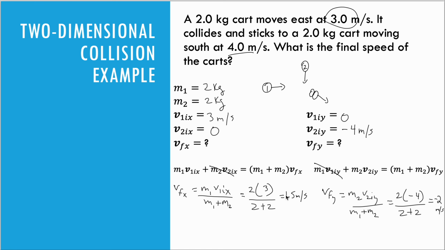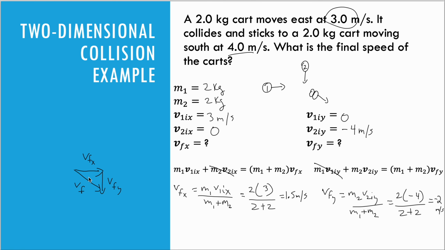Let's go ahead and draw these components. We have a component going to the right because it's positive, that's vfx, and a component going down because it's negative. We draw them tip to tail so that we can see the way the final velocity is going, which is exactly the way that we expected in our initial drawing.